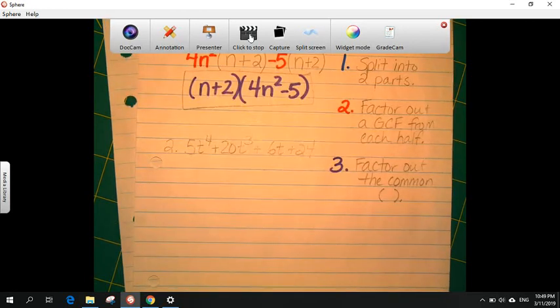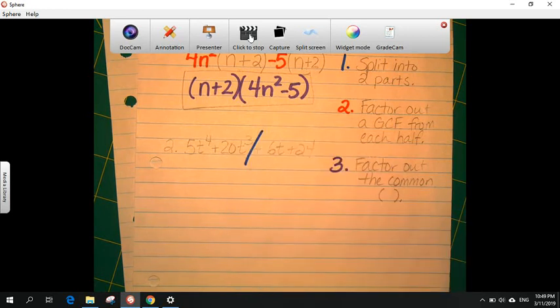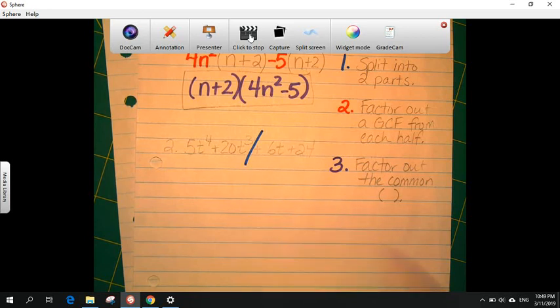Okay, step 1 is to cut it in half. Step 1, chop it in half. Okay, make sure, I know the lighting is a little bad on this, but make sure you can see that there's still a plus here in front of the 6. Okay, step 2, factor out the greatest common factor from each half.